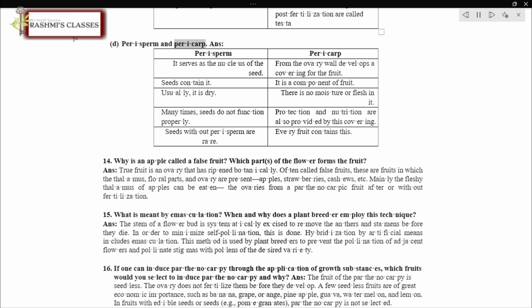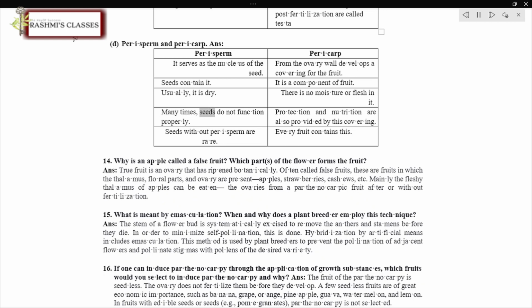Perisperm and pericarp. Ans. Perisperm: it is the remnant nucellus of the seed. Pericarp: from the ovary wall develops a covering for the fruit. Seeds contain perisperm. Pericarp is a component of fruit. Usually, the perisperm is dry. There is no moisture or flesh in it.